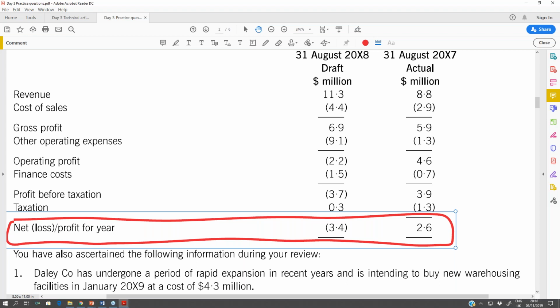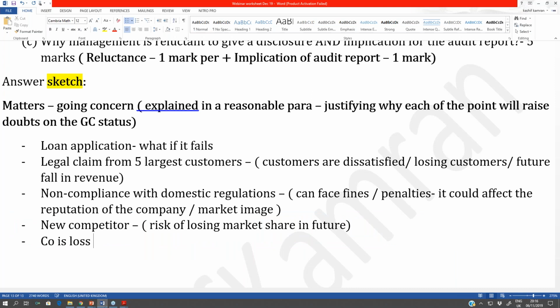Now, from where have I identified this point? From the income statement. The company is loss-making. That's another issue. Last year, they had a profit. So that's another concern factor.